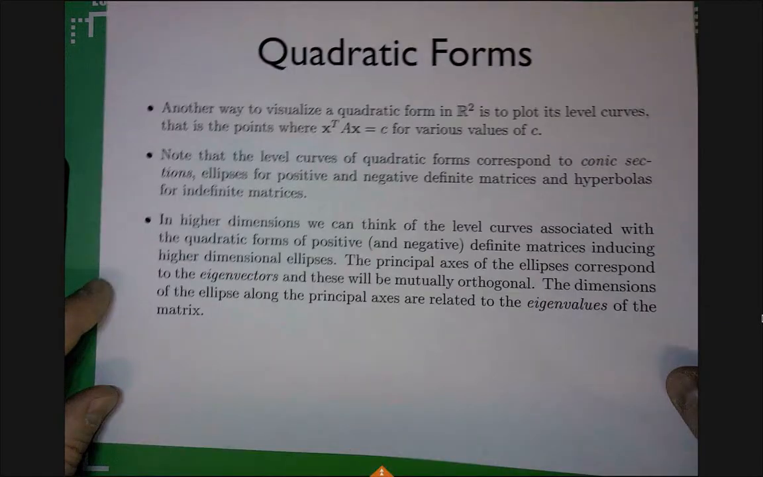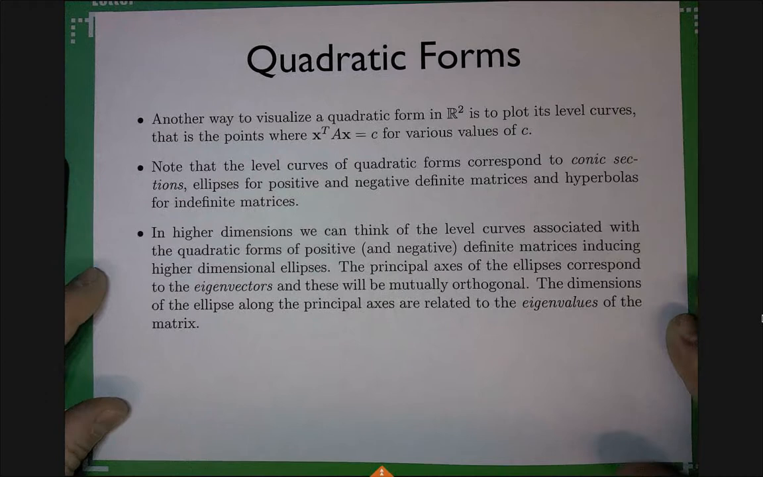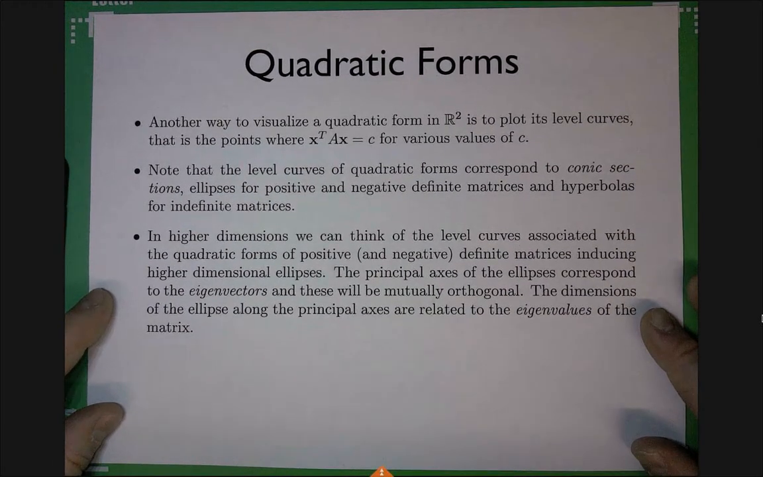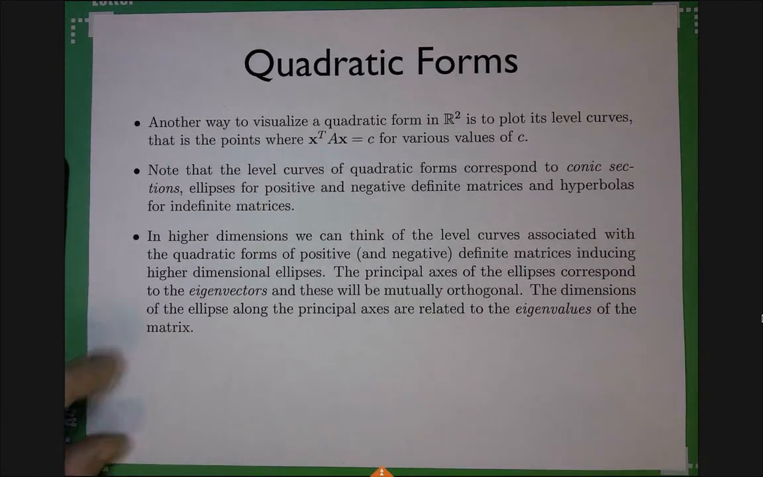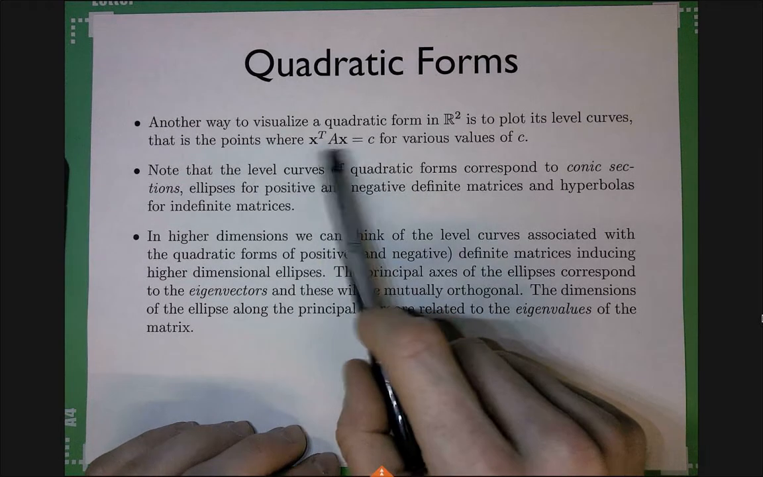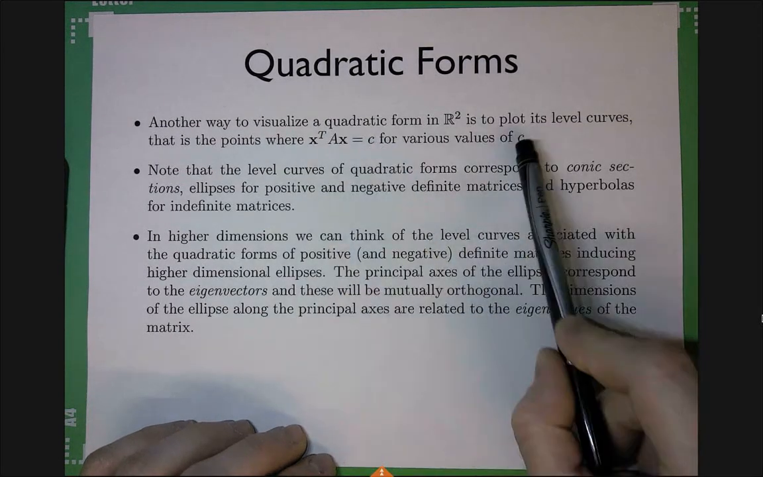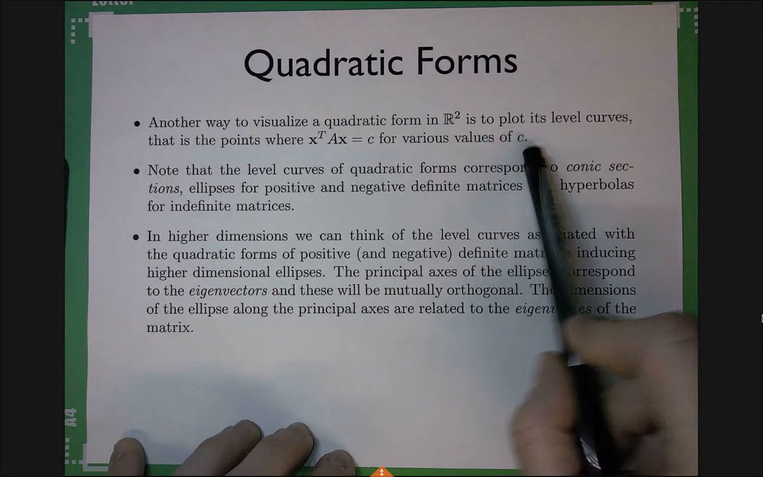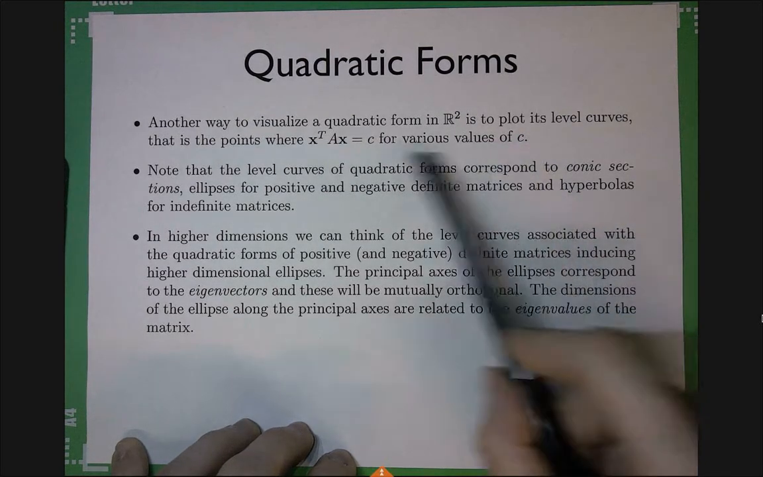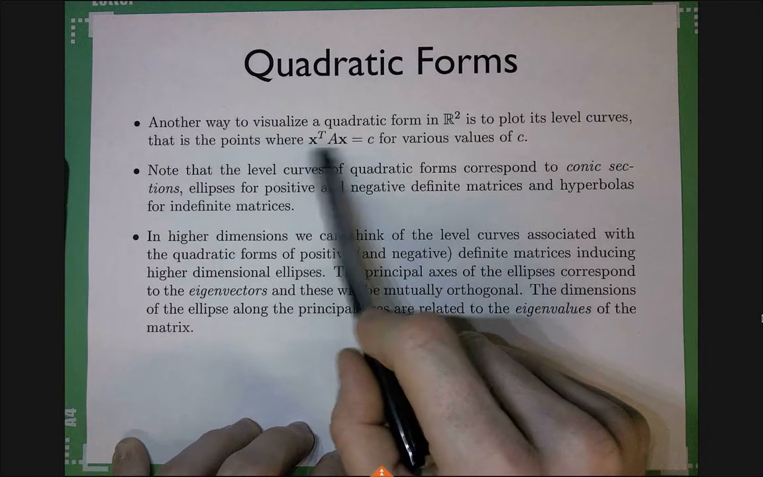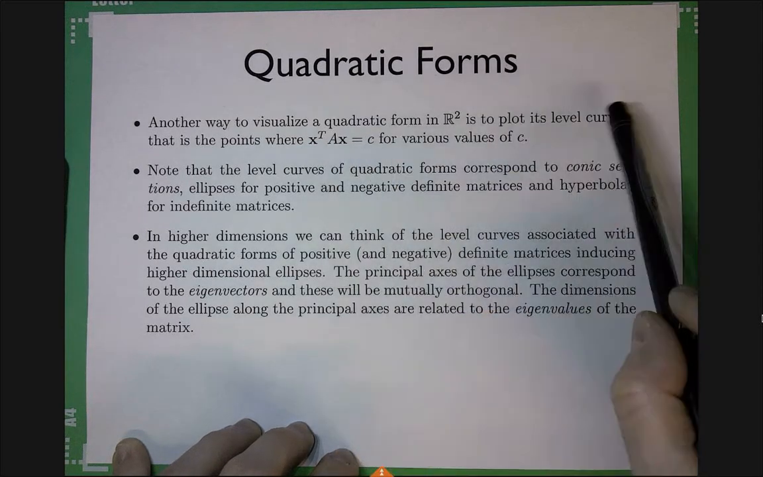Okay, here is another fun thing we can do with quadratic forms. We can also understand them by looking at their level curves. Those are all the points such that the value of the function equals some chosen c, some chosen iso level, and I'm looking for all the points x which satisfy this equation. Those are called level curves.